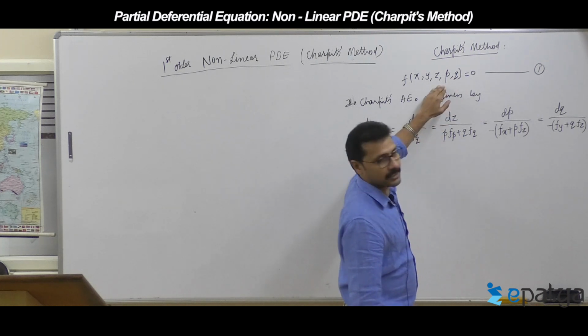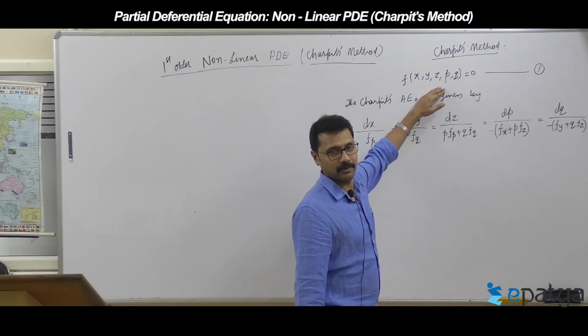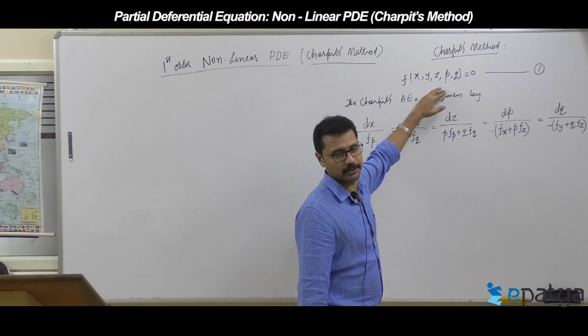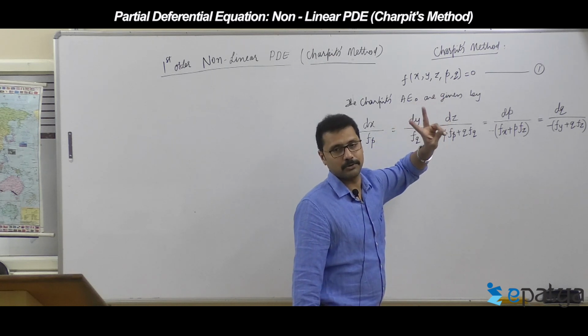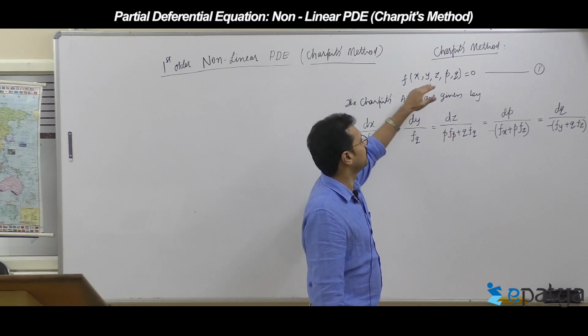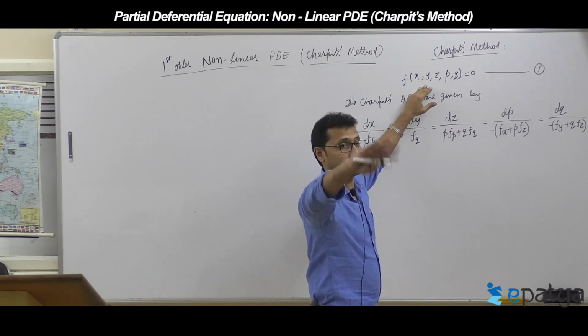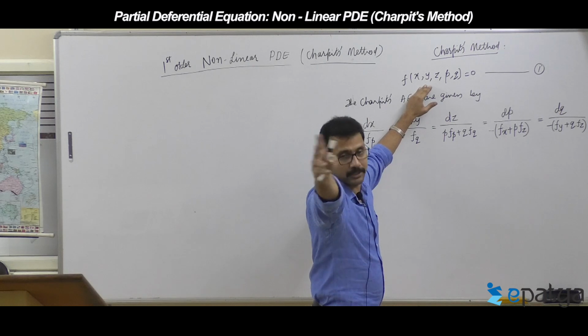Both of them I can directly substitute here, p and q, which gives me a relationship between x, y, z, c1 and c2, two arbitrary constants, two independent variables in the first order. Therefore, that relation satisfies the differential equation. Therefore, it is called a complete solution.